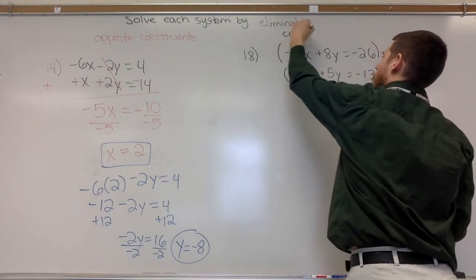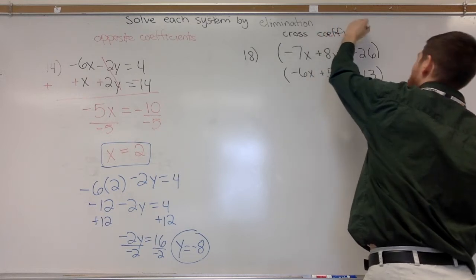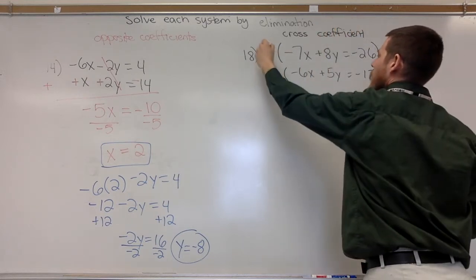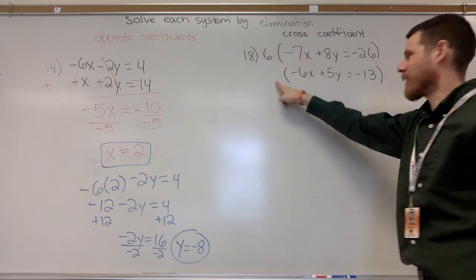That's what we call this process, cross coefficients. So all I'm going to do is take this number and rewrite it on top. And I'm going to take the number from the top and rewrite it on the bottom.